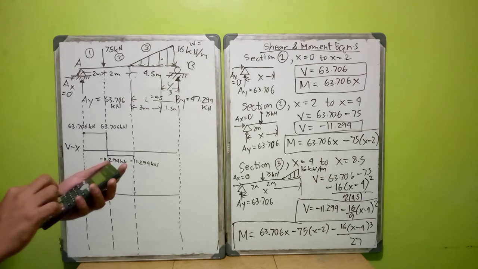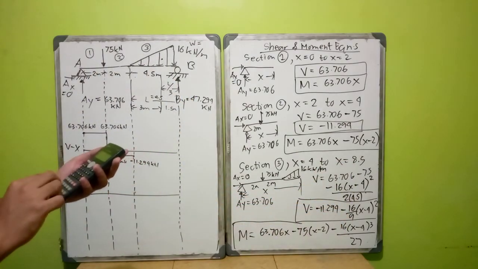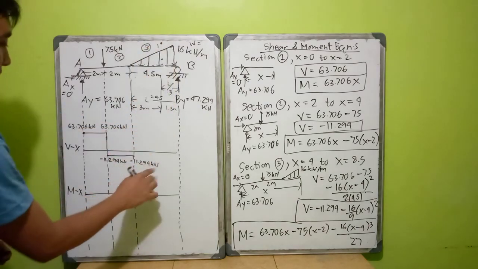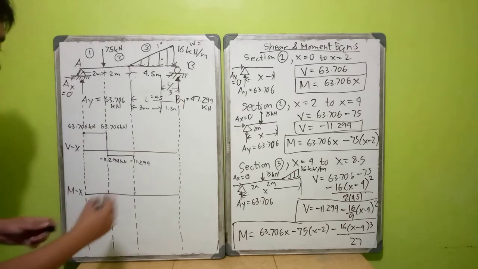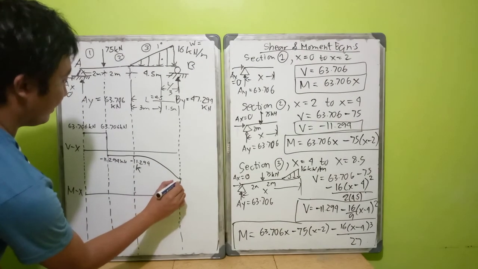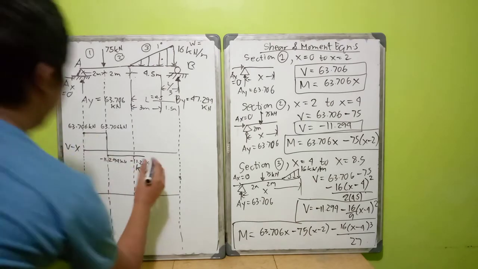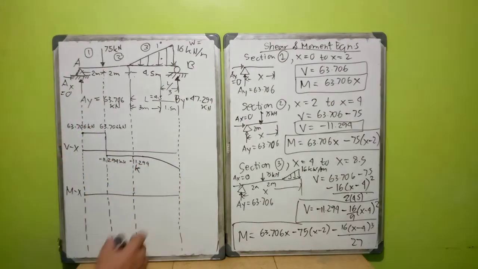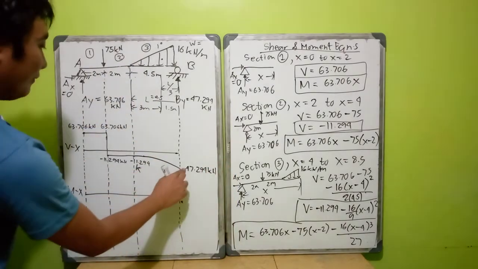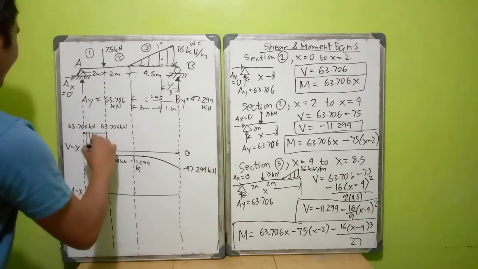Minus 16 divided by 9. We substitute directly, minus 4 squared. We have negative 47.294. Since this is a 1 degree curve, this will be a 2 degree curve here, or parabolic. I'm sorry, it should be lower than this, so it will be like this. So this is negative 47.294. And then this is not the end. Since we have an upward force of 47.294, it will eventually settle at 0. So this is your shear diagram.